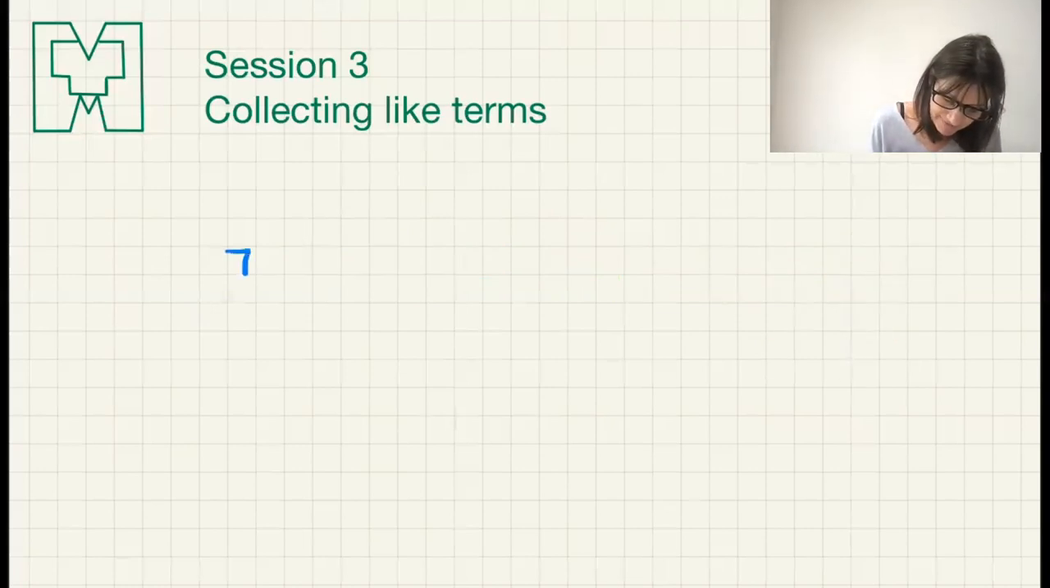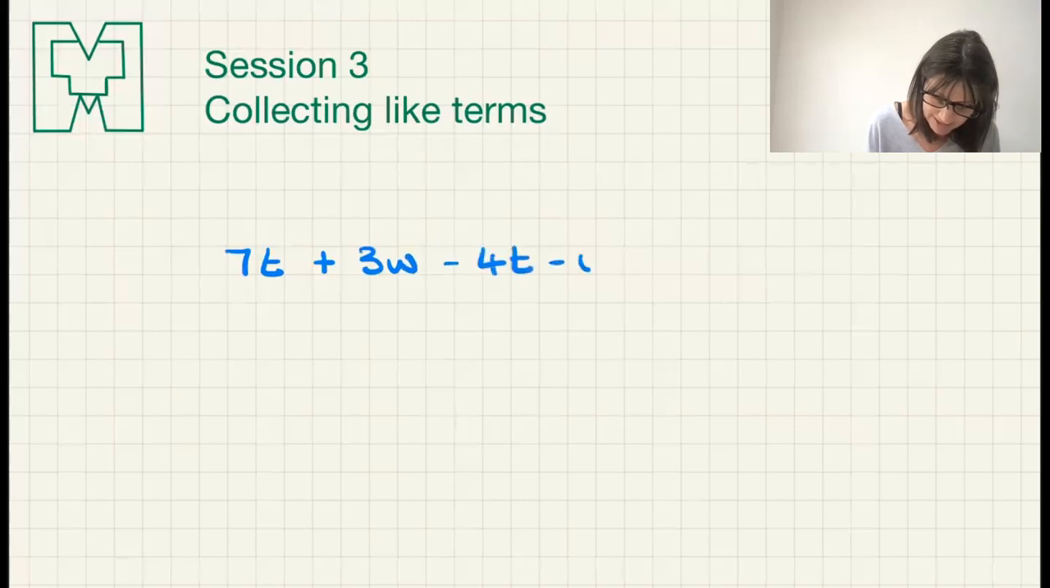Let's do 7t plus 3w minus 4t minus w. I'm not messing about. So press pause, have a go.